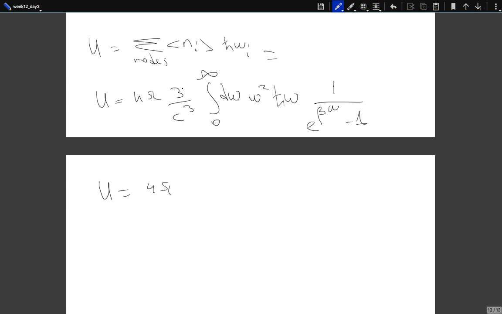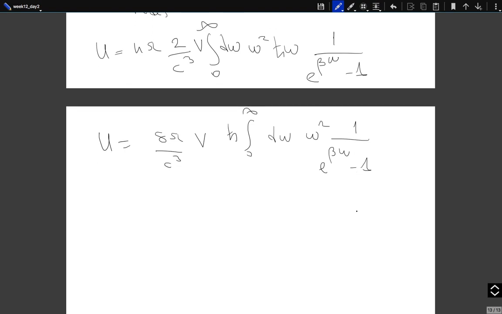4 pi. Well, okay, this is not 3 anymore, because you see, in the case of the sound waves, we said that they have 3 polarizations, but electromagnetic waves only have 2 polarizations, so we have a factor 2 only. So this is 8 pi over c cubed times V times h bar, integral from 0 to infinity dω ω cubed, 1 over e to the power beta omega minus 1. This is my U. Well, I can evaluate this.